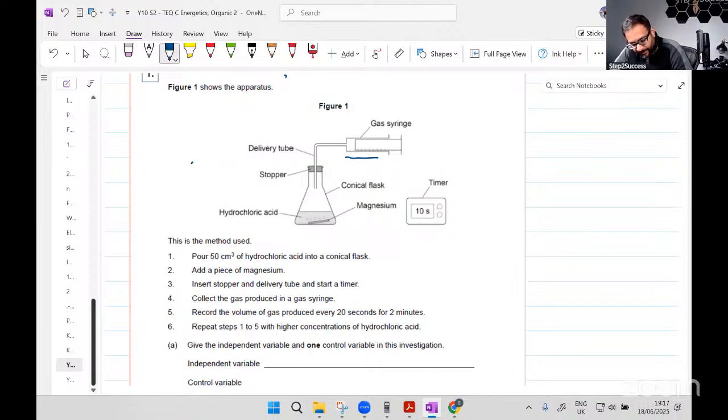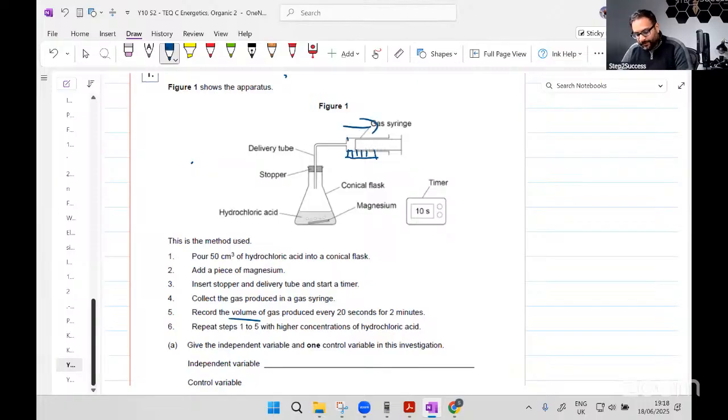So let's read what it says. We're going to pour this much acid into a flask. We're going to add some magnesium. We're then going to start a timer and collect the gas in a gas syringe. And we're going to record how much gas we've got every 20 seconds for 2 minutes, right? So for 2 minutes, we keep writing down how much gas has been collected as this starts to move.